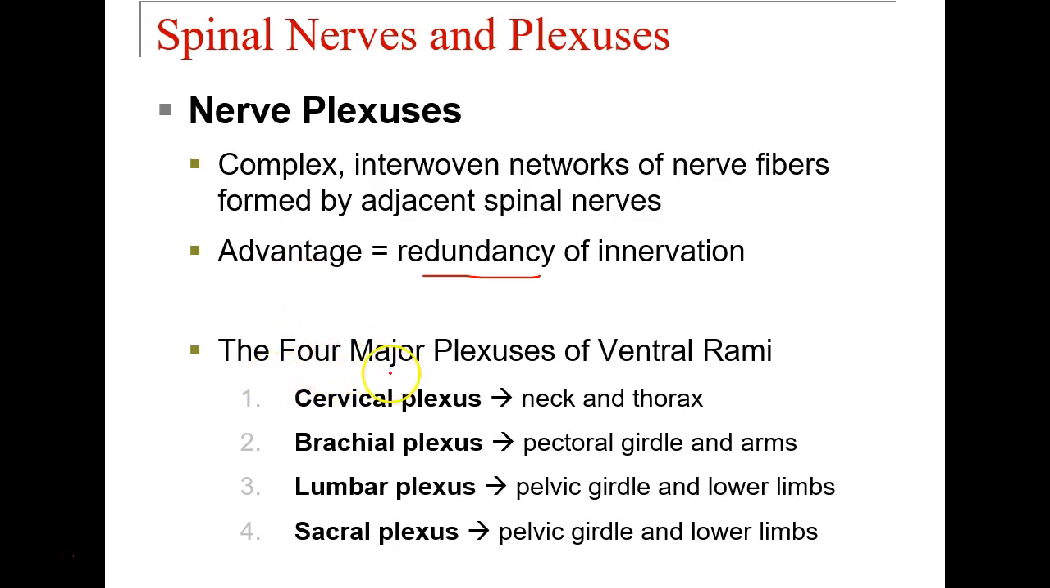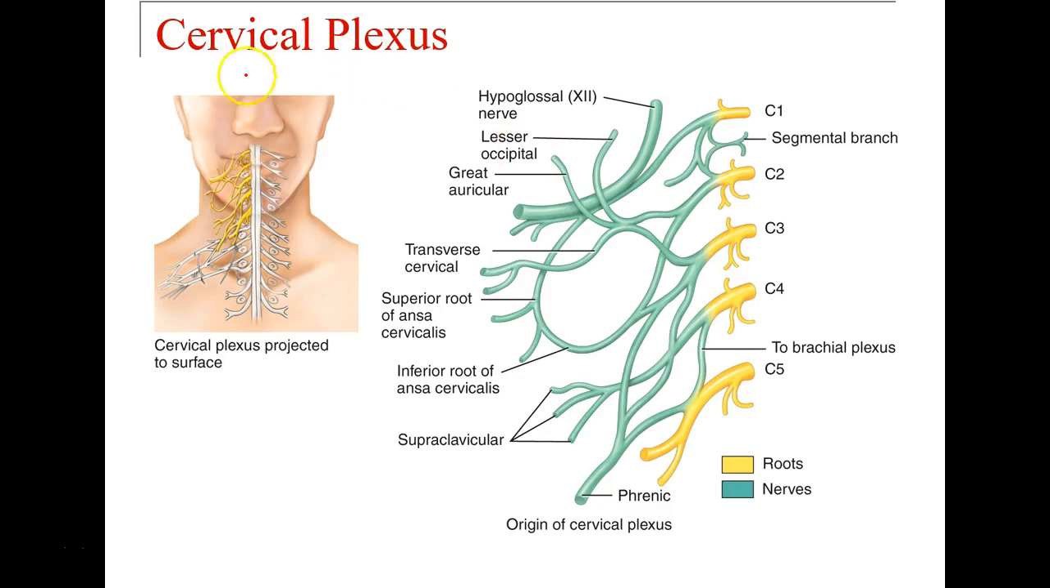We have four major plexuses of the ventral rami that we'll take a look at: cervical, brachial, lumbar, and sacral. You can see where they supply: neck and thorax, pectoral girdle and arms, and the two lower plexuses, pelvic girdle and lower limbs. So here the cervical plexus is going to extend from C1 to C5.